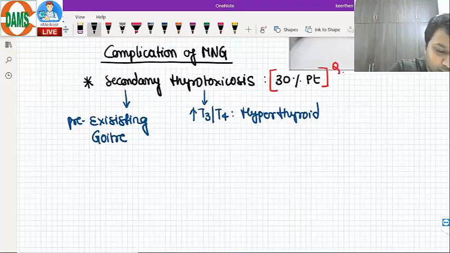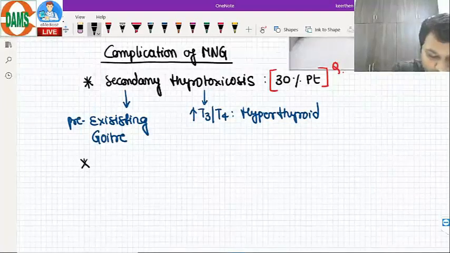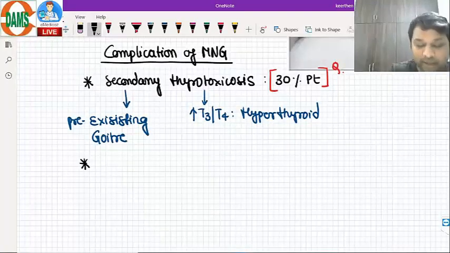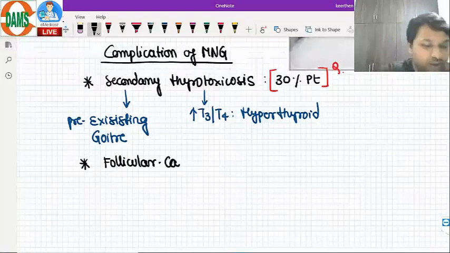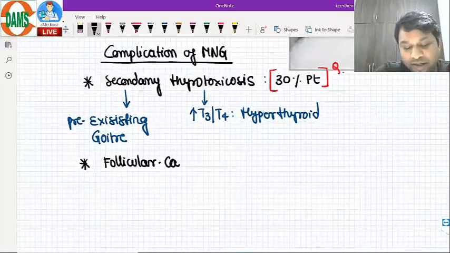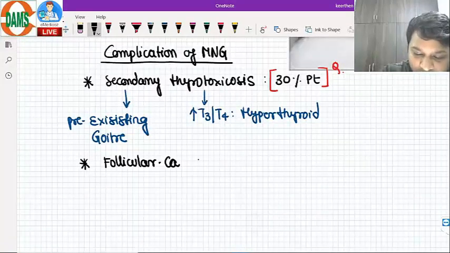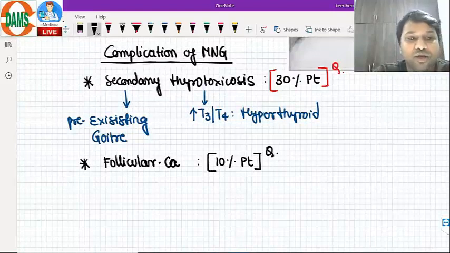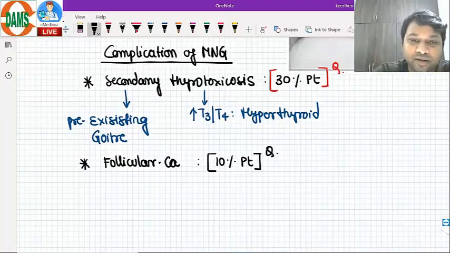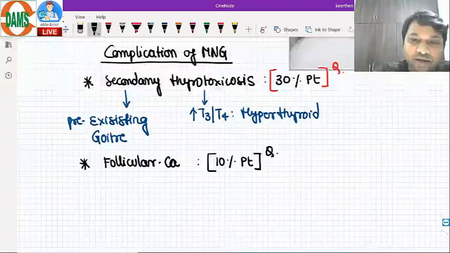Another very important and dreadful condition that we should all be aware of: long-standing goiter is a risk factor for follicular cancer thyroid. Around 10% of patients with long-standing multinodular goiter may end up with follicular cancer thyroid.